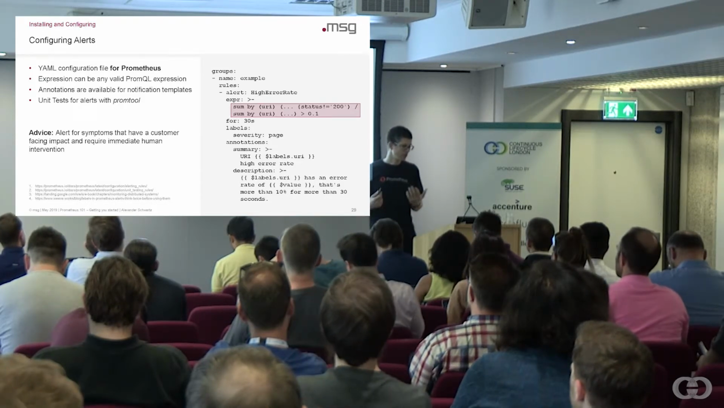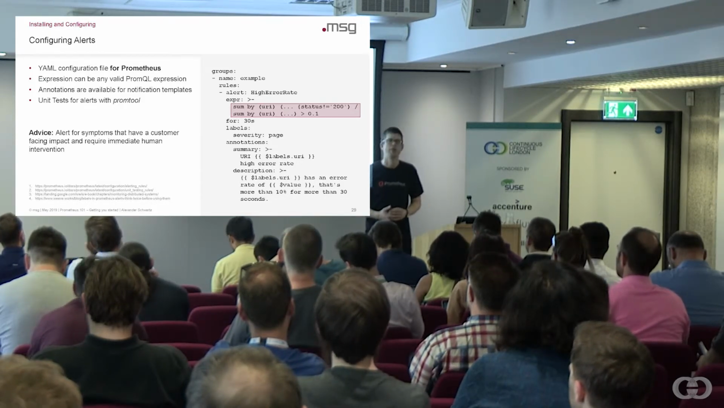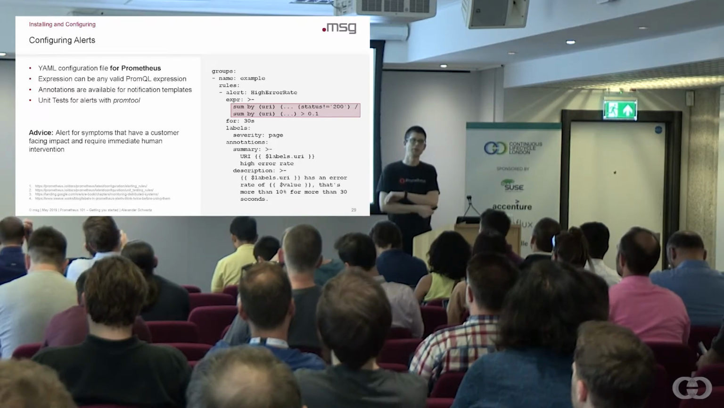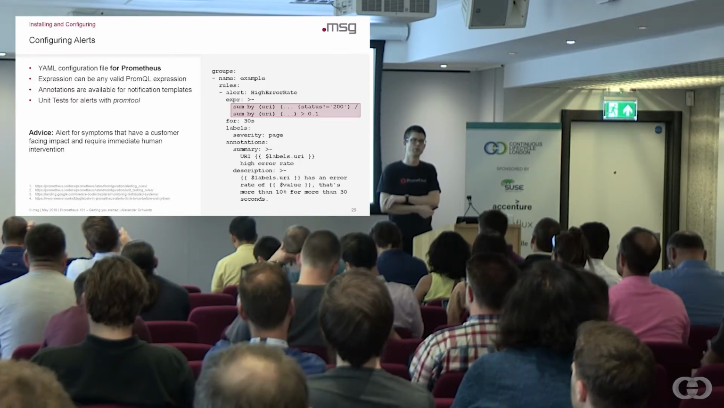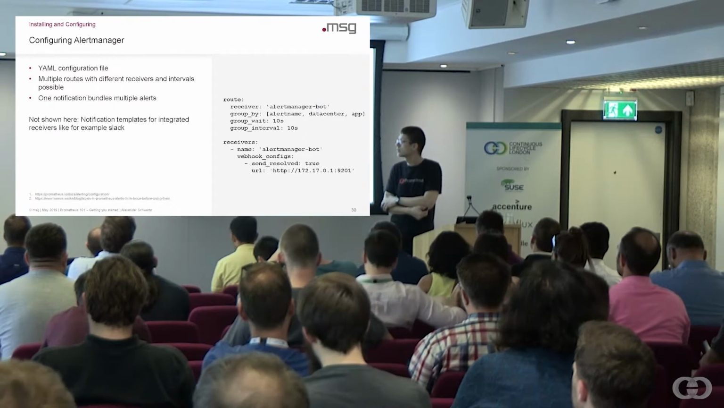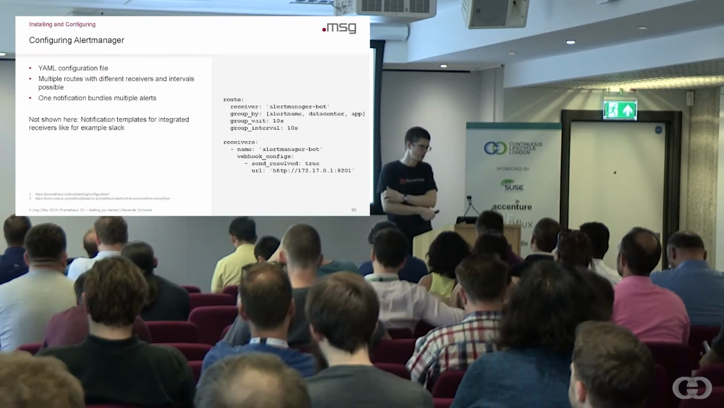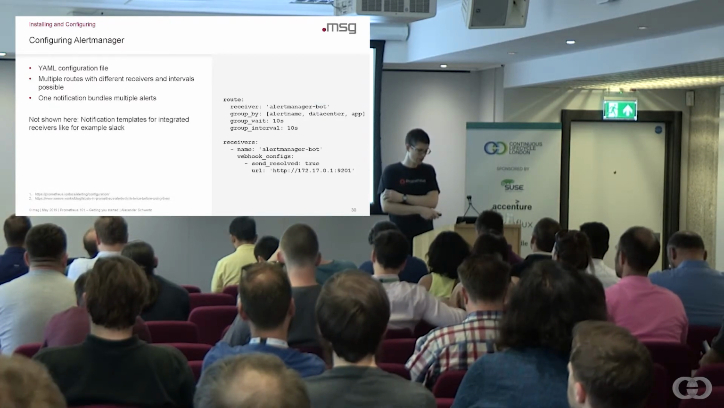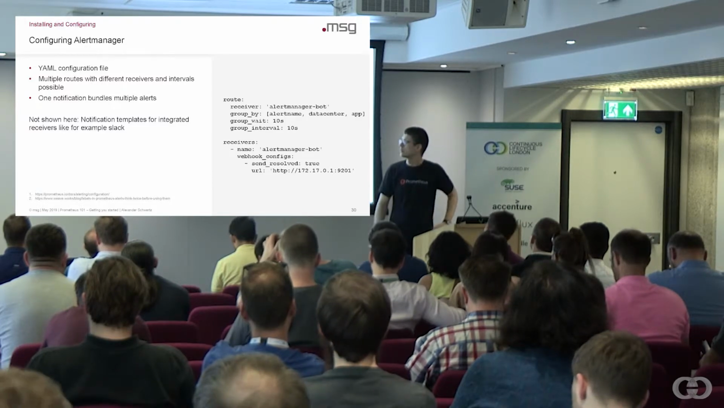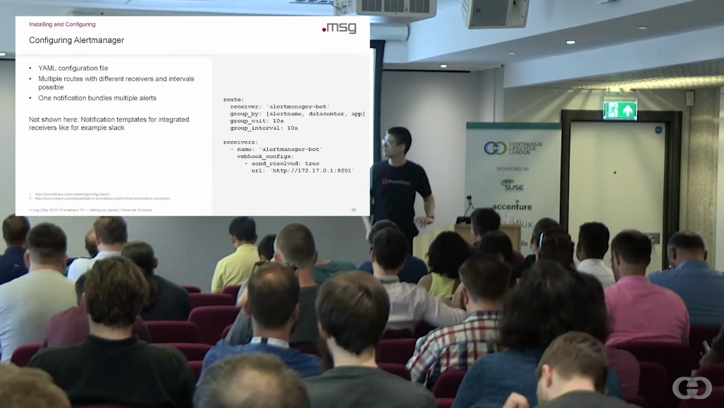Again, you should alert for symptoms that have a customer-facing impact. Otherwise, you will get lots of alerts and probably alert fatigue. That's one of the good pieces of advice from the Site Reliability Engineering book they wrote at Google, and only alert for those that require human intervention.